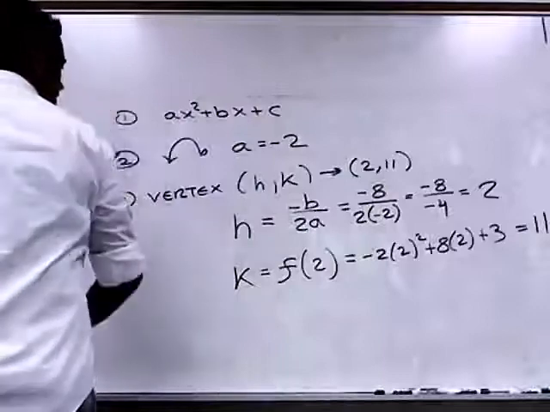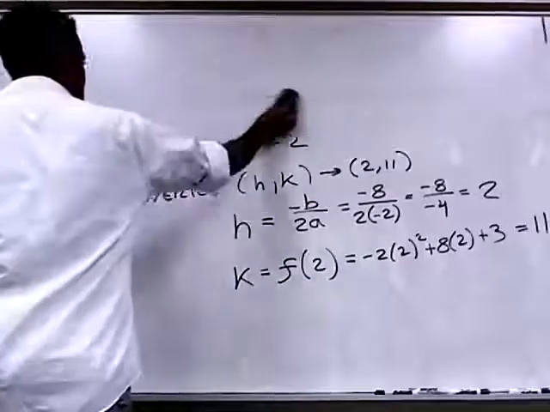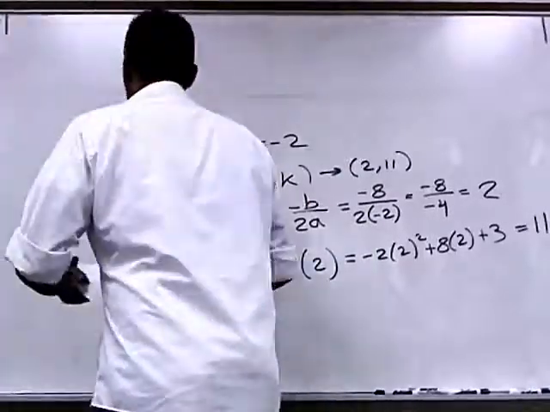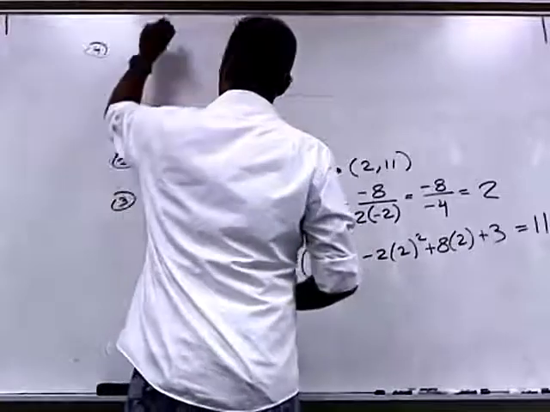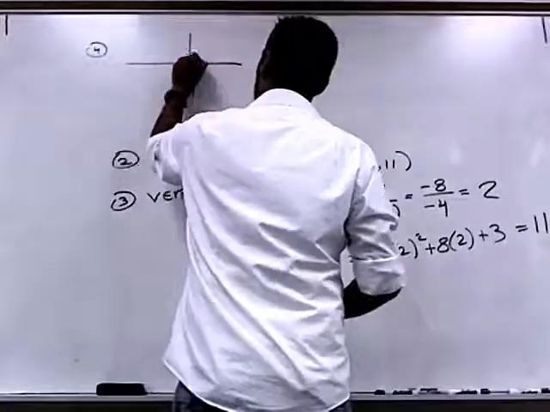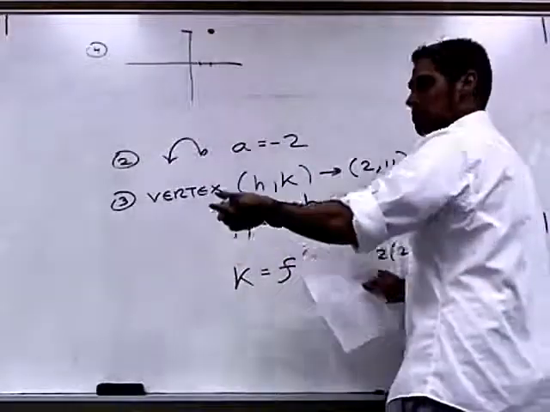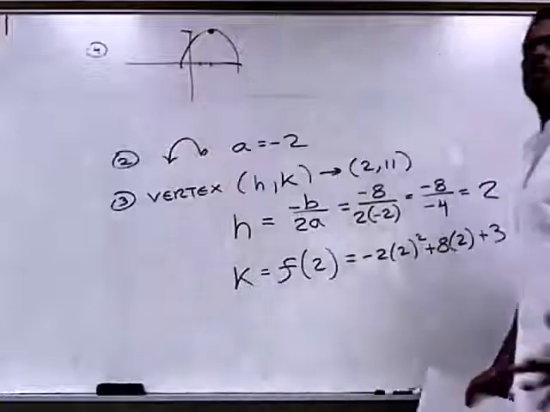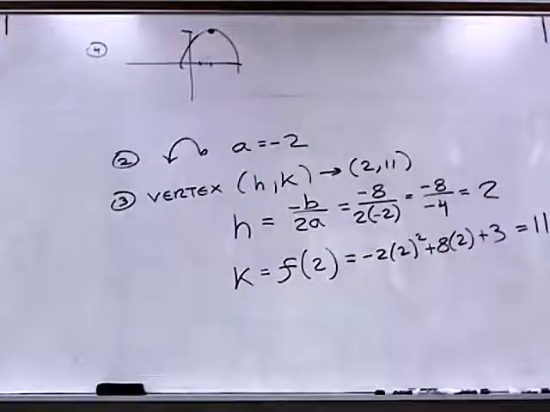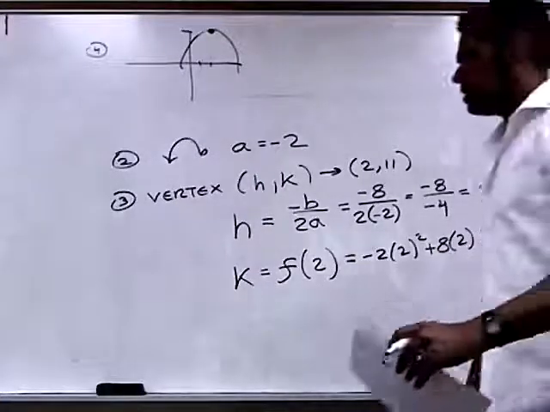All right. Got our vertex. Next step, quick sketch. My vertex was at (2, 11). Up here somewhere, right? Opens down. I'm going to have 2 x-intercepts. I'm going to give you x-intercepts on the test, all right? But I'd still like to see you go through the steps.